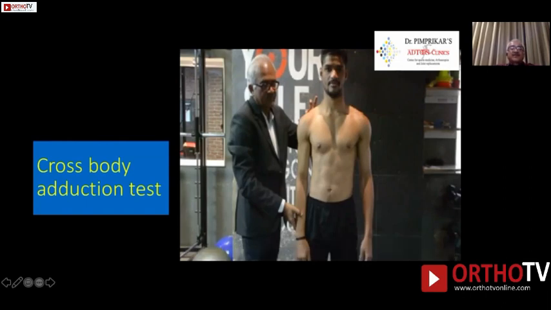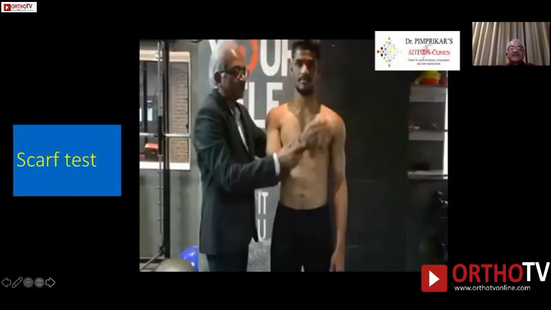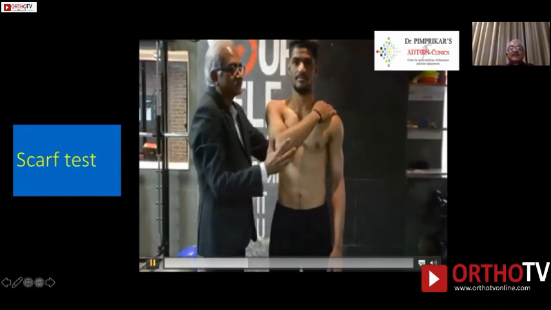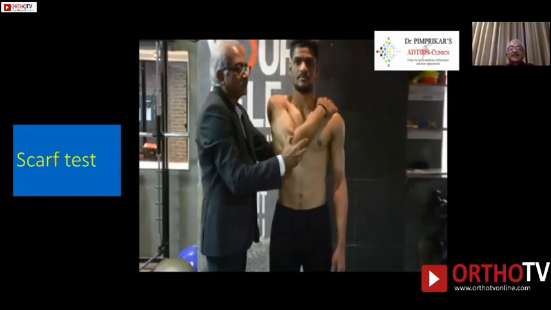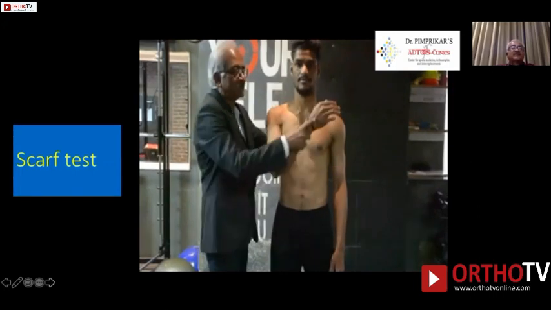If the patient complains of pain at the site of the acromion, we probably say that the patient has got an AC joint pathology. A second test is called the scarf test, wherein the patient puts his hand onto the opposite shoulder. It is elevated to 90 degrees and is pushed across the body. If the patient talks of pain at the acromioclavicular region, it speaks of AC joint pathology.